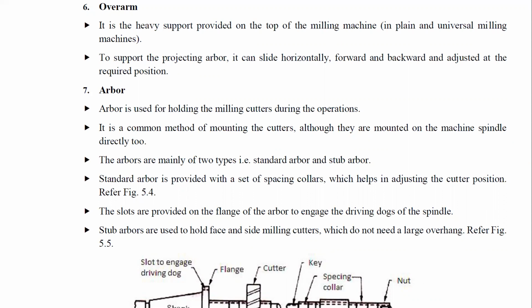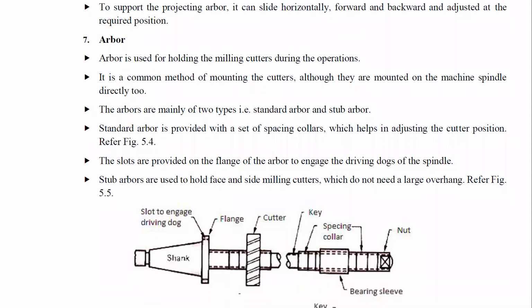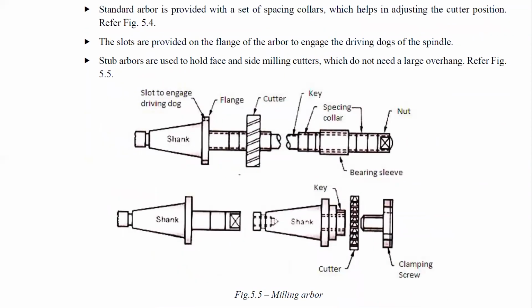Remember this, that the cutter is mounted on the arbor, and it is a common method of mounting the cutter, although they are mounted on the machine spindle directly too. The arbors are mainly of two types. One is the standard arbor and the second one is the stub arbor. The first one is the standard arbor. Here you can see the milling arbor.